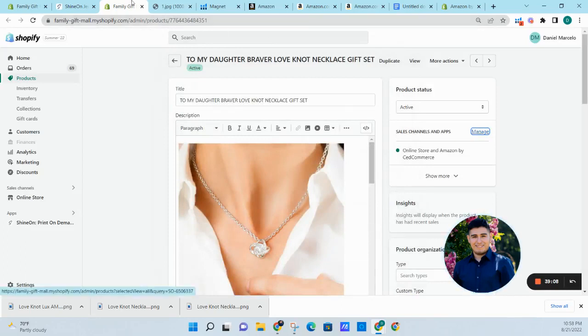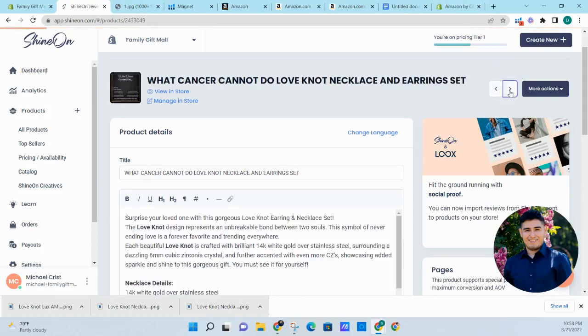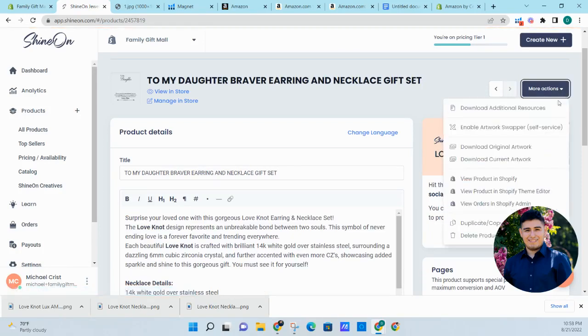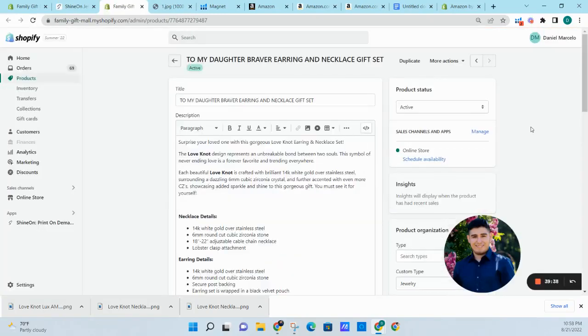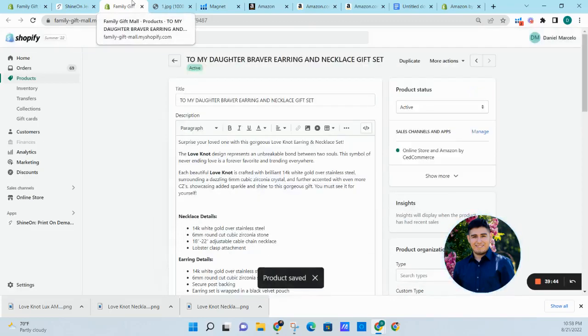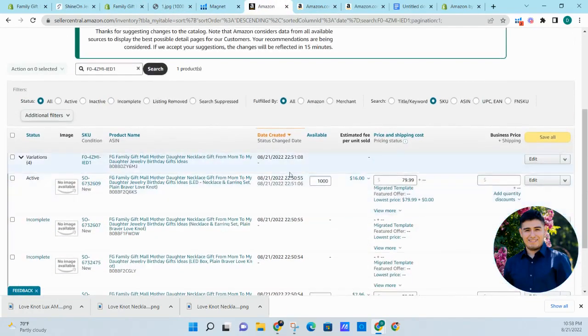Oh, this is the one that I had done before. Oops. Okay, this is it. All right, after this, any sales that come from any of these listings will be synced through the SKU number. That's why they will have to have the same SKU number.